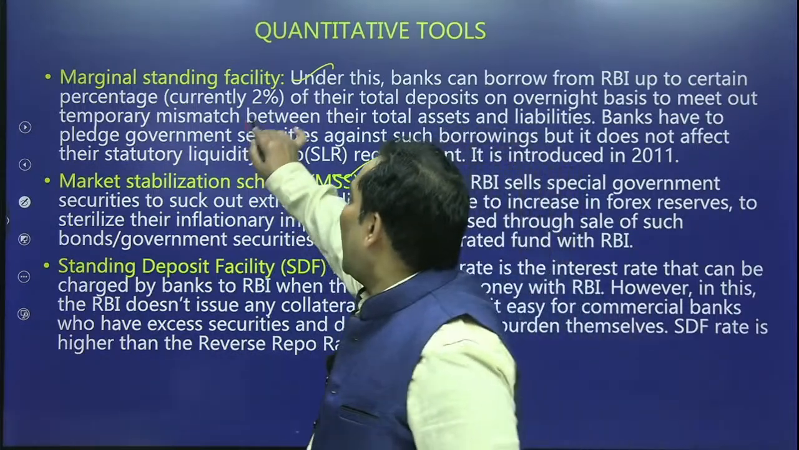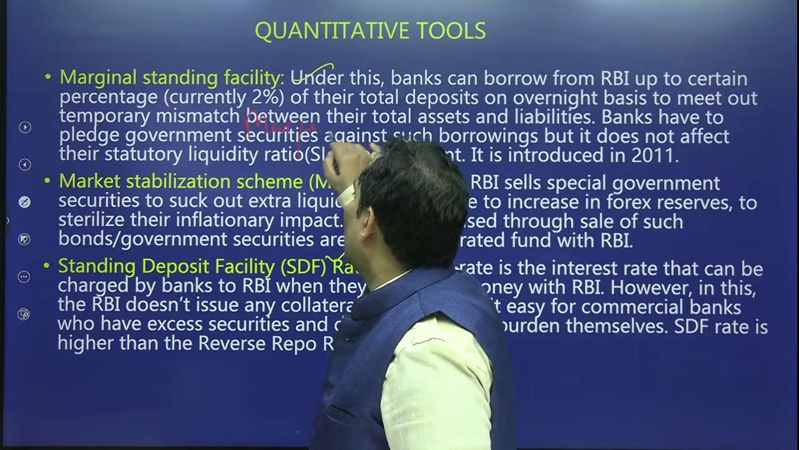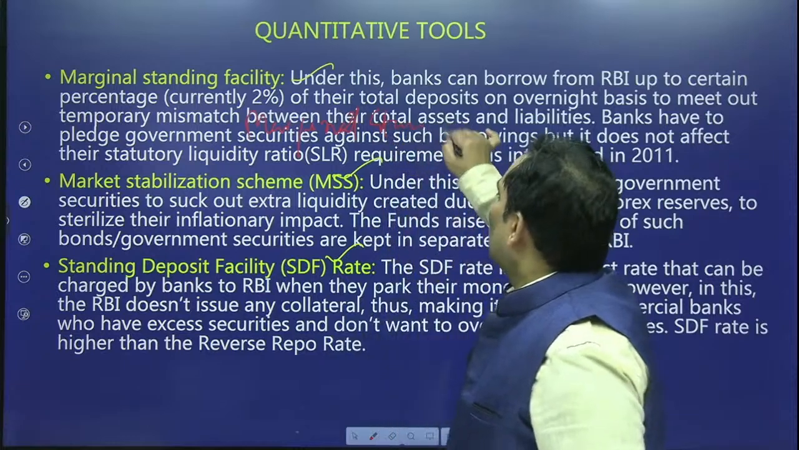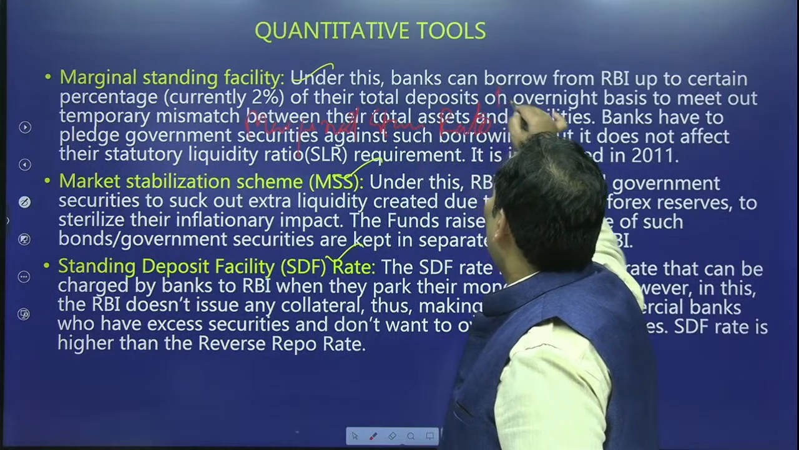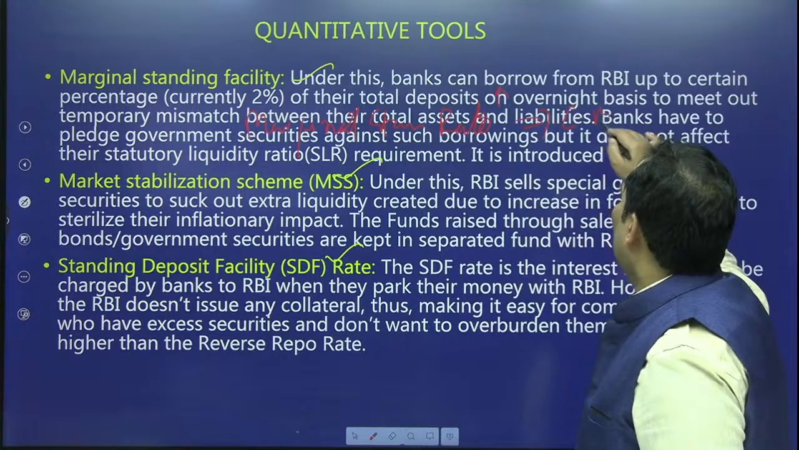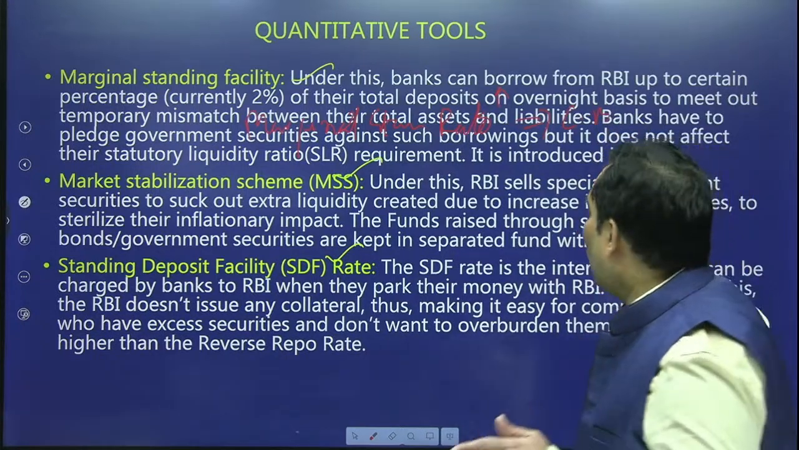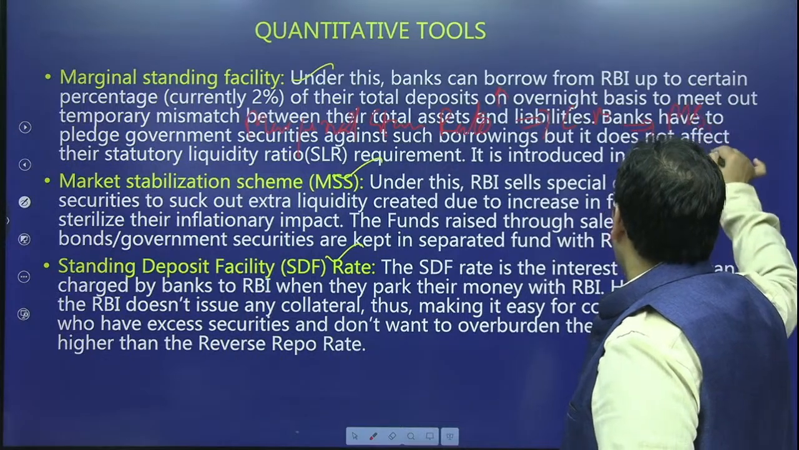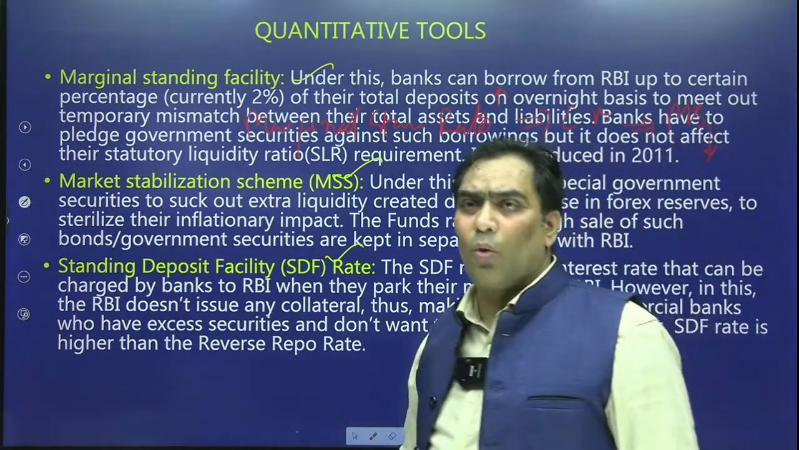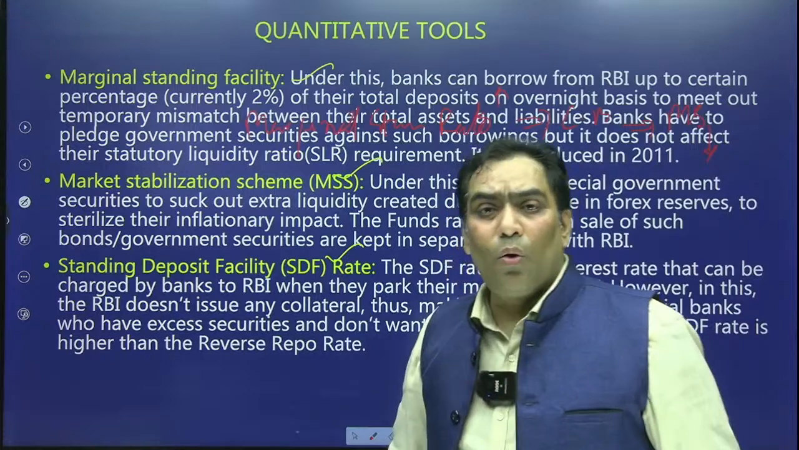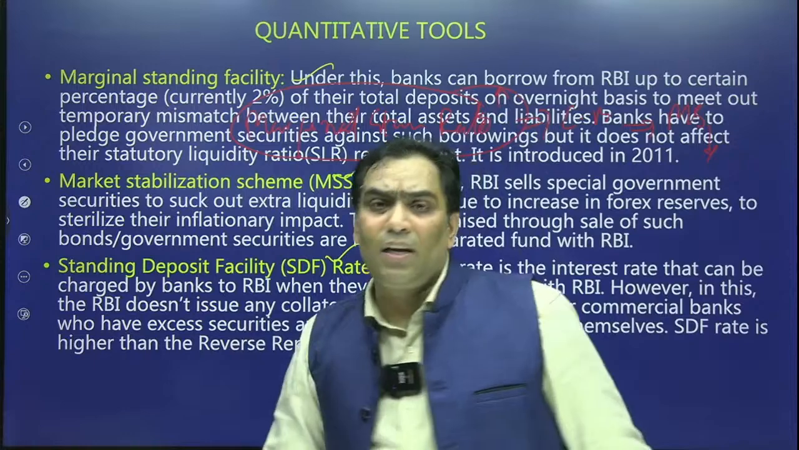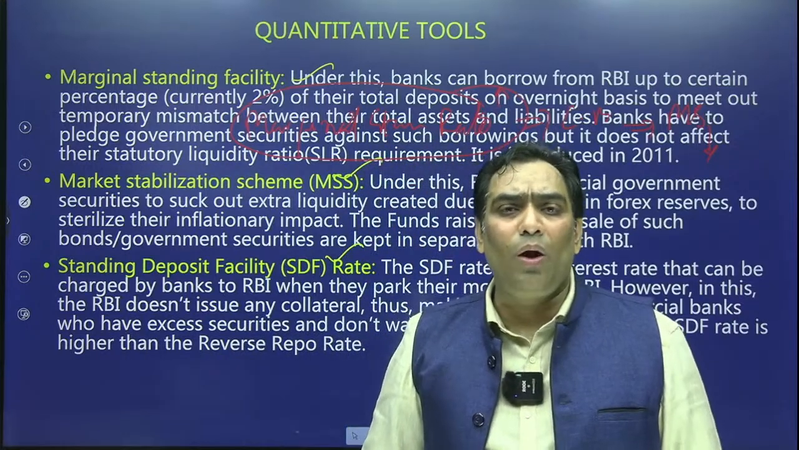So when RBI increases the marginal standing facility rate, that demotivates the commercial banks to take loans from RBI. As a result, money supply in the economy reduces. And this marginal standing facility rate is also known as the penalty rate.